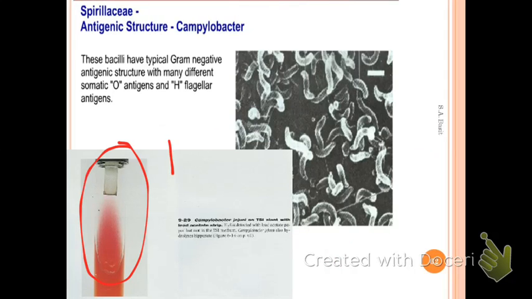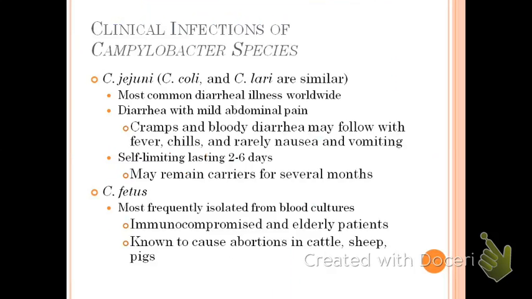It is interpreted as K over K because of red over red. Why is that so? Because the organisms are non-fermentative, which means that they are not able to ferment any sugar. Campylobacter jejuni, coli, and lari are similar species that are implicated in diarrheal illness worldwide.